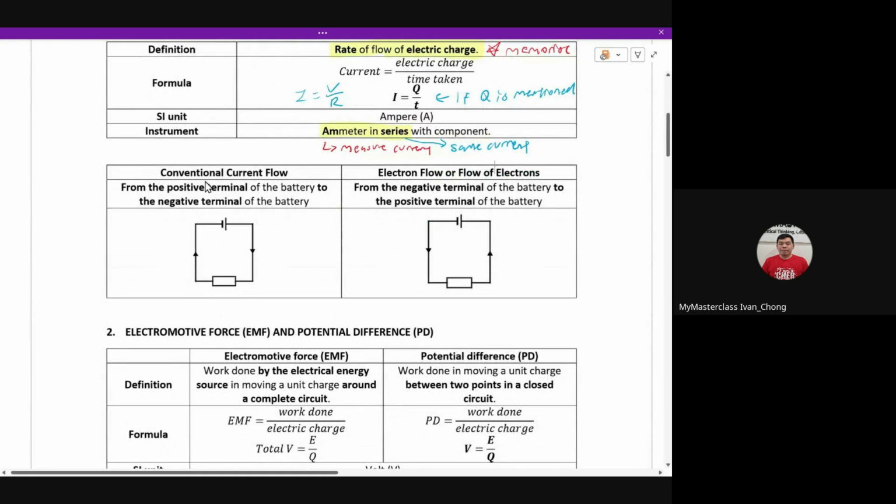So conventional current flow basically means the default current flow will always move from positive to negative. If and only if you see the word electron or flow of electrons, electrons are all negative charge. So if it's negative charge, we'll move from minus to plus.